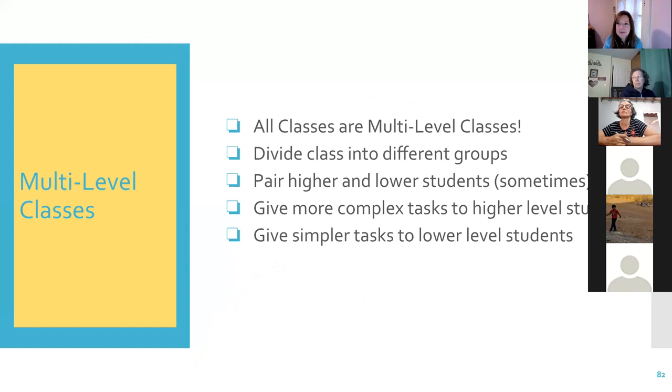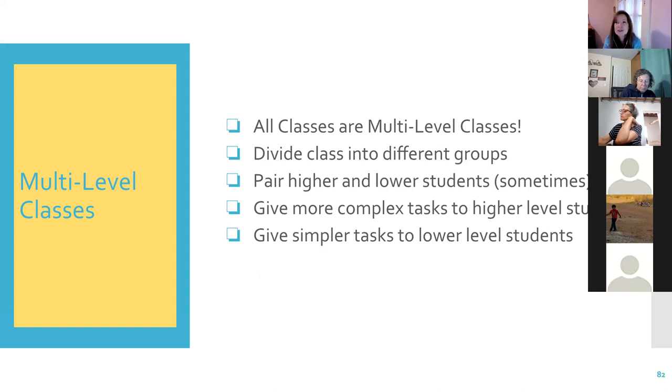So one thing to remember about multi-level classes is that all classes really are multi-level classes. Even if you do a placement test and you place students who have the exact same score in a class, within a few weeks, one of the students is going to be learning a little bit faster and become more advanced, and the other students are probably going to be a little bit lower than that one. So throughout the term that we're teaching, the gaps can sometimes get wider between the students. And so it's important to know different adaptations we can do.